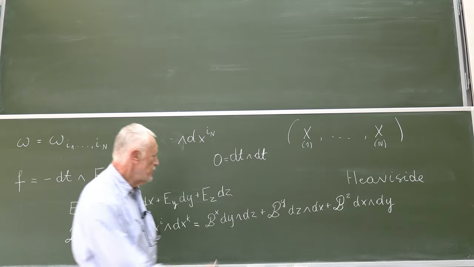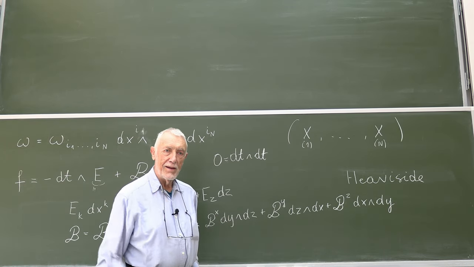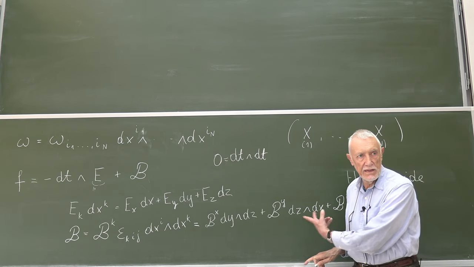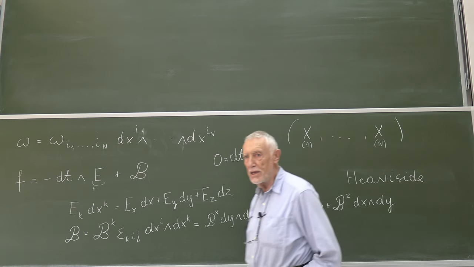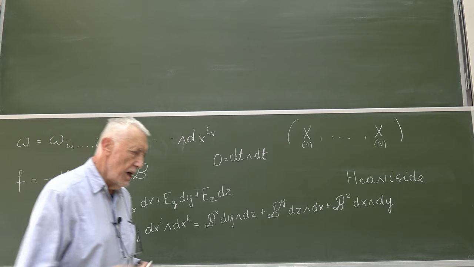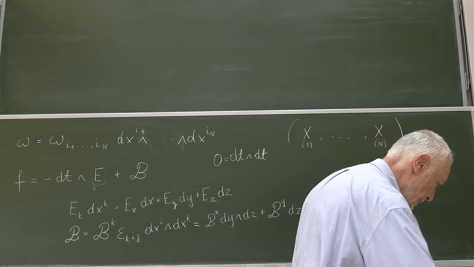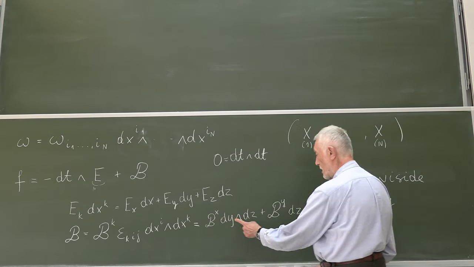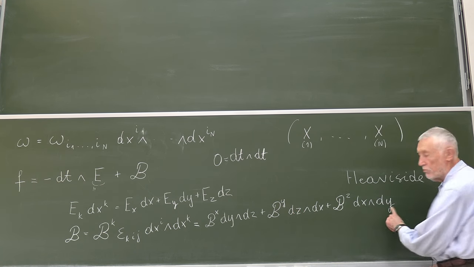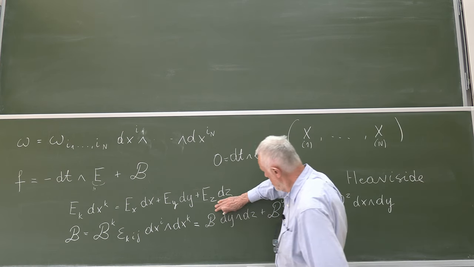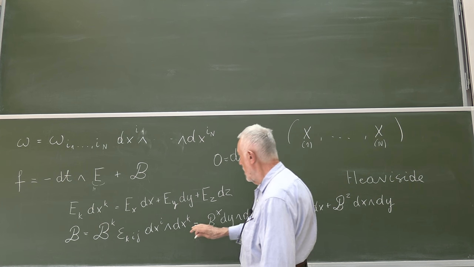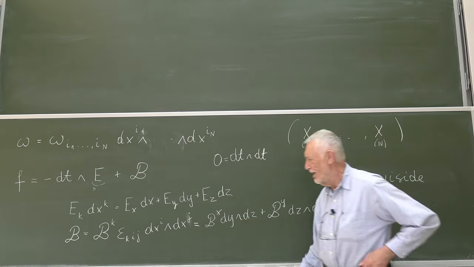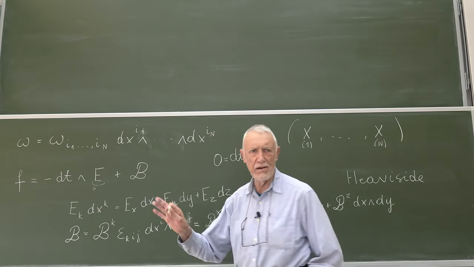You observe that I try to use this cyclic order, because I could as well write here minus B dx dz, because it is anti-symmetric. But I try to write it in the cyclic order, and this way I will not make an error because I remember. However, remember: x, y, z, y, z, x, z, x, y. Excuse me. Yes, of course, k, i, j.